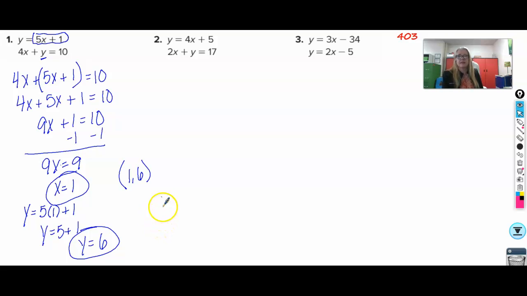Number 2 is the exact same thing. You're just going to substitute 4x plus 5 for the y. This is a plus, so nothing weird's going on. I'm going to skip over to number 3, though, because I certainly don't want to make a video of doing all of these. It would be way too long.